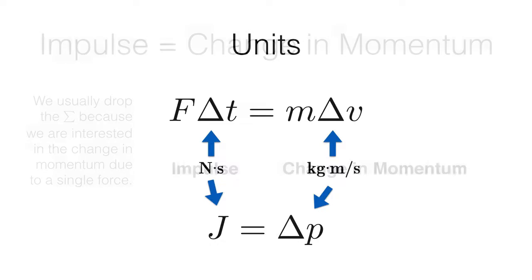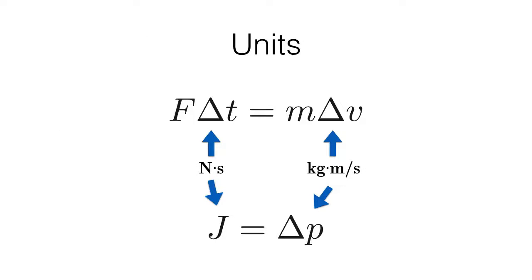The units for impulse are newtons times seconds. So the dot between means multiplication. The units for momentum are kilograms times meters per second. These units are equivalent to each other. Since impulse is equal to change in momentum, the units for impulse and the units for change in momentum, although expressed differently, are equivalent to each other.